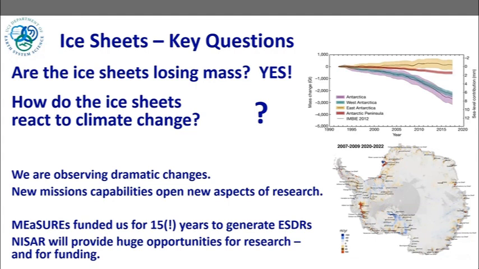New mission capabilities also open new aspects for research. Denser time series, what are we looking at? All of a sudden we are seeing sub-annual variations in Antarctica. That doesn't mean it wasn't there. In some cases it probably wasn't. In other areas it might have been there for a long time. We just didn't have the data to see it.